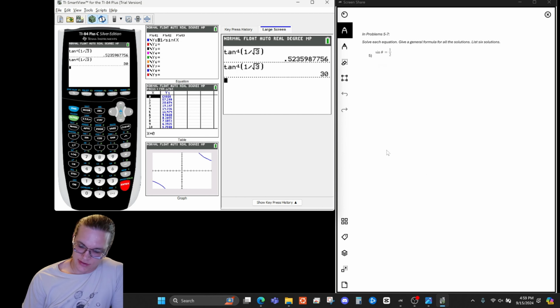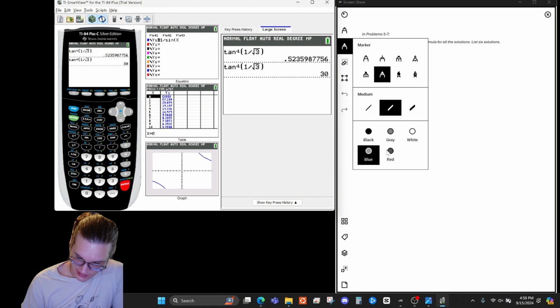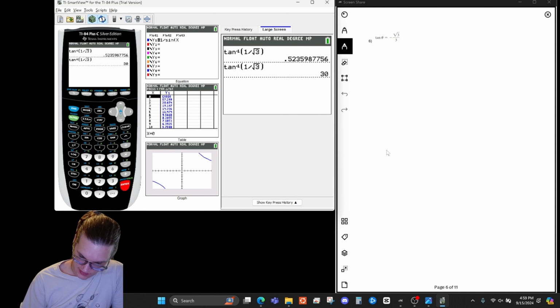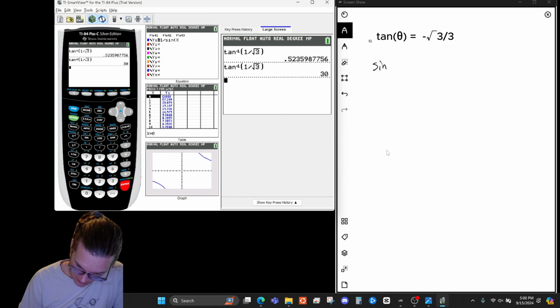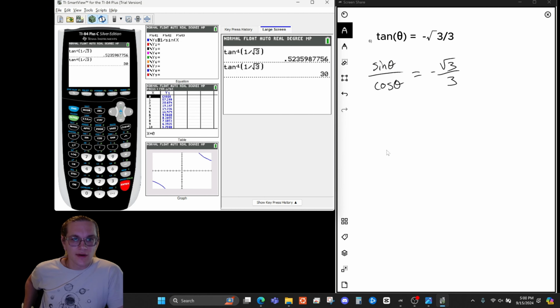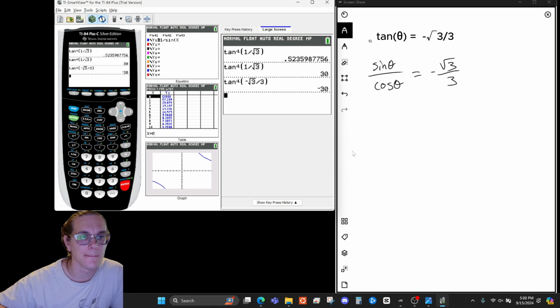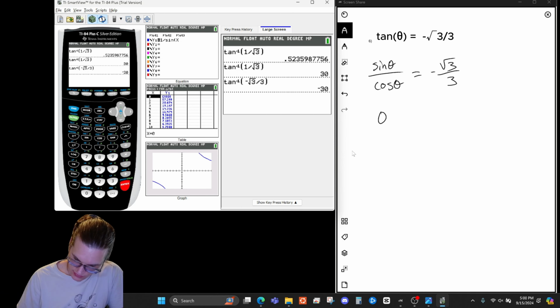Okay, this one says solve each equation, give a general formula for all the solutions, and list 6 possible solutions out of the infinite ones. I'm not going to do this one because we've just done it, I think, like 3 times now, but we can do it with this. If tangent of theta equals negative root 3 over 3, that means sine of theta over cosine of theta equals negative root 3 over 3. Where does that occur? Let's find out. Thank you, handy dandy calculator. Negative root 3 over 3. Alright, it occurs at minus 30 degrees. So theta equals minus 30 degrees.